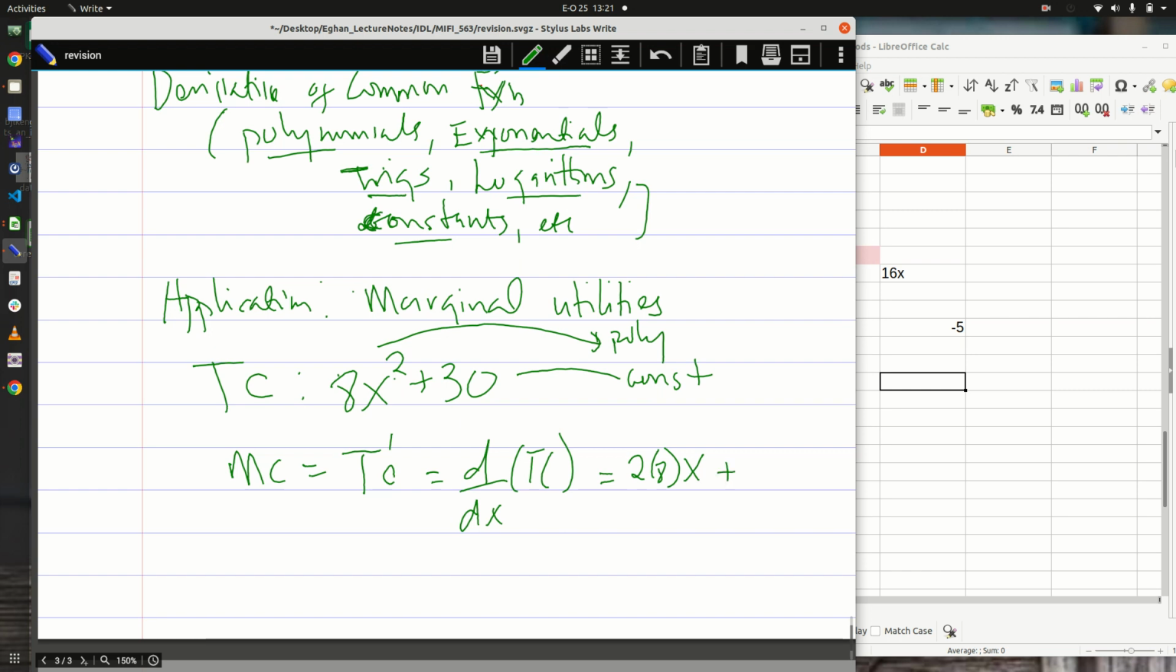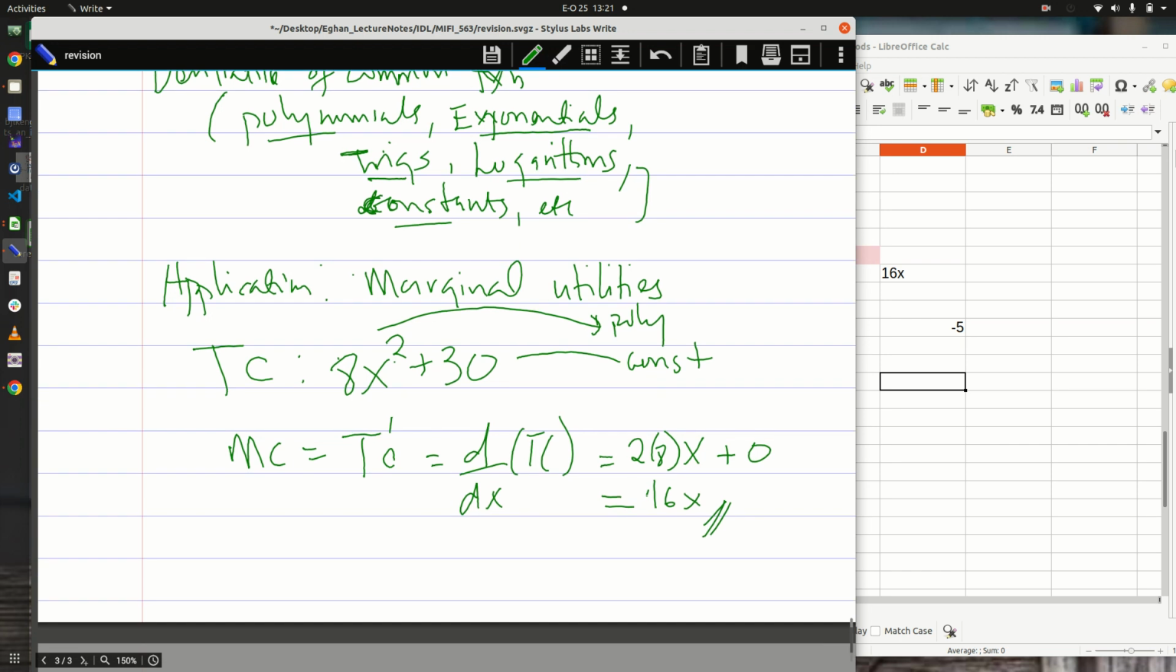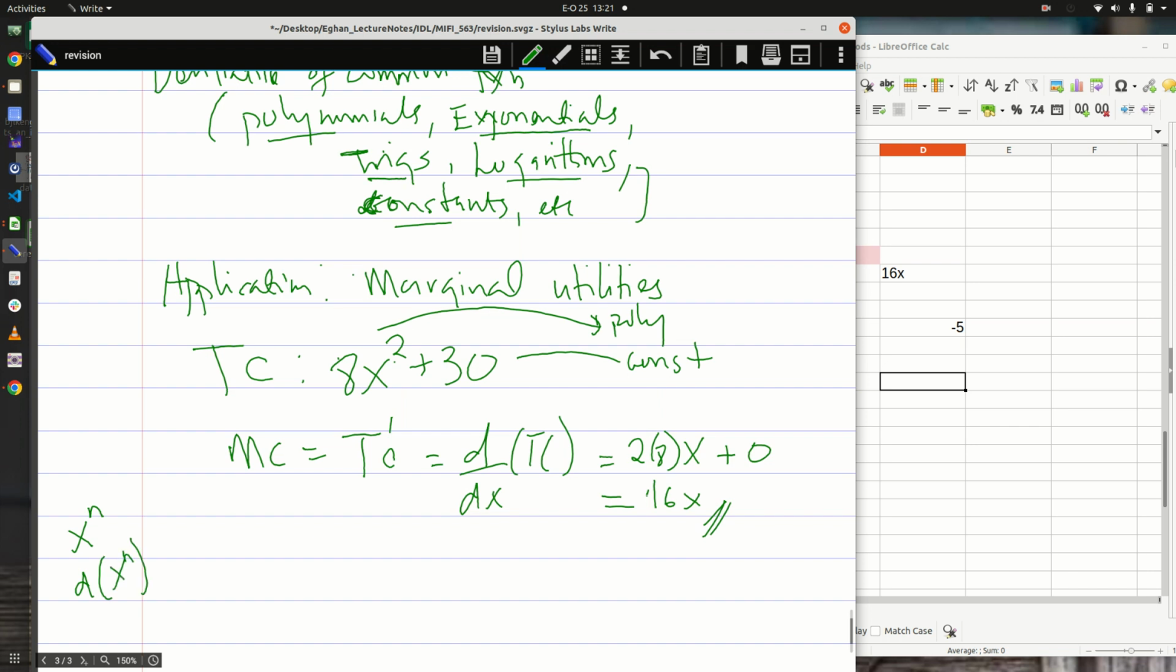That is simply 16x. The power rule says that if I have x to the power n, then differentiating x to the power n, I'm going to get n times x to the power n minus 1. So that is what I've applied here. You can verify that. Here my n is 2, so 2 times the initial coefficient I have. 2 minus 1 gives me 1, and so I have 16x. But we don't write 1 as a superscript on variables.